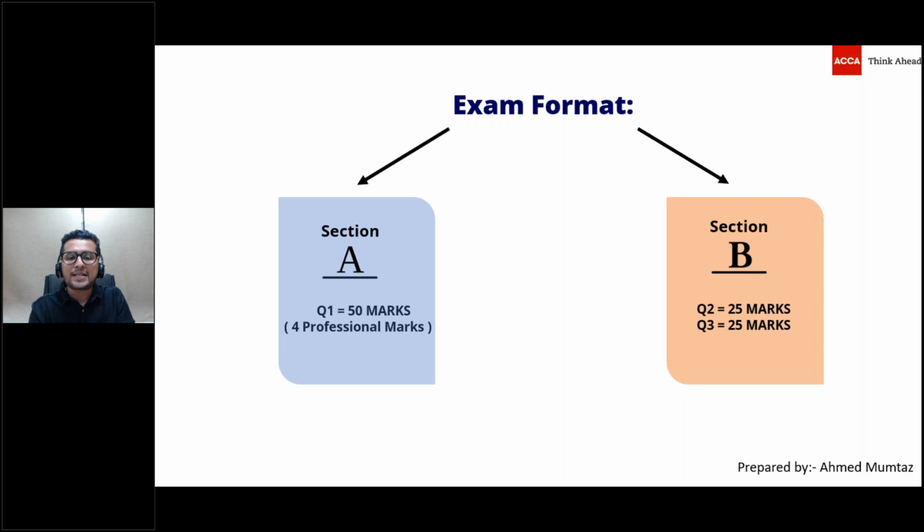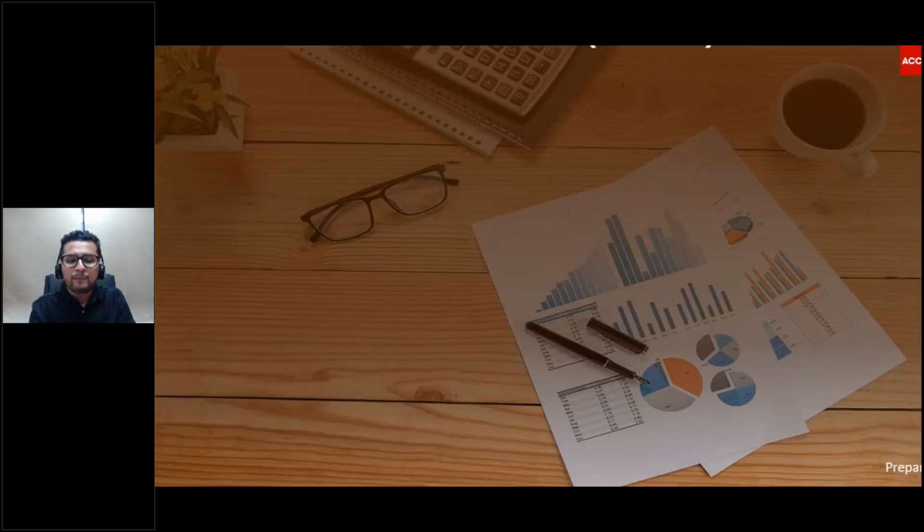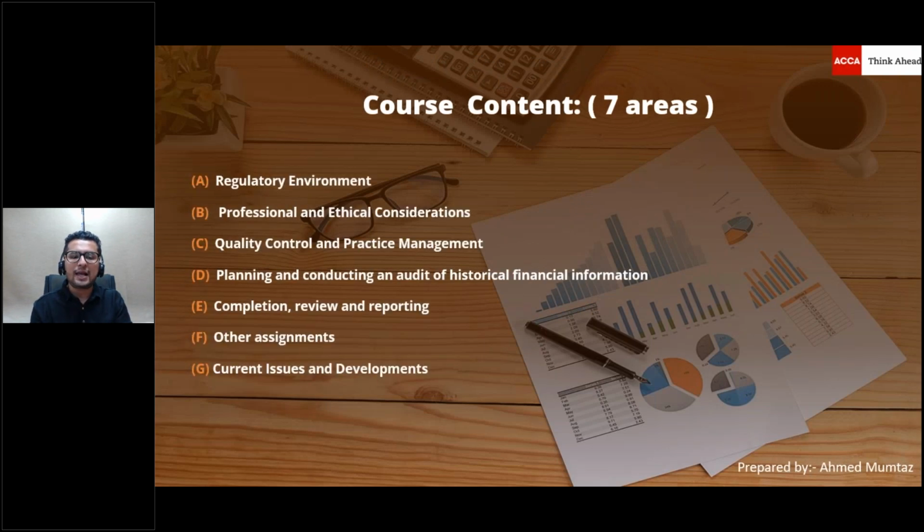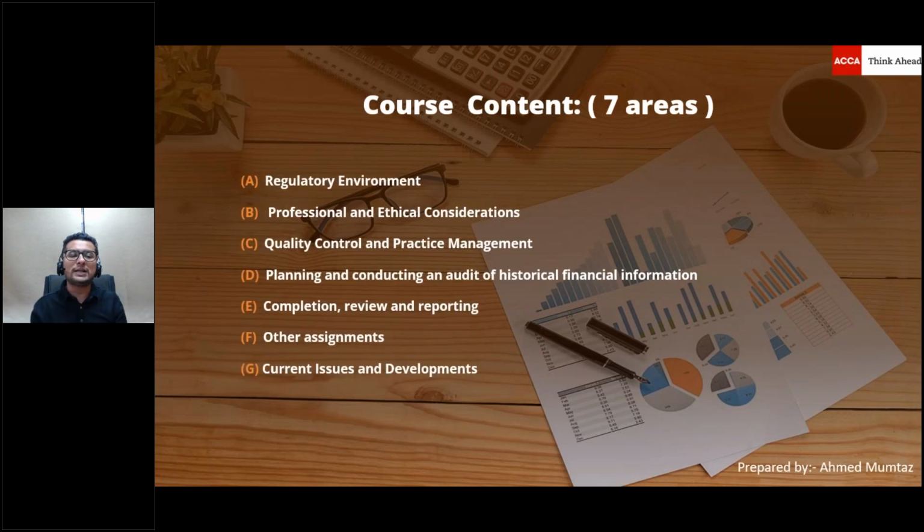What about section B? In section B, we have got 2 questions, 25 marks each. And what about the course content? This is very much challenging. I told you that in section A, regulatory environment, out of this you need to prepare a topic called money laundering. For current issues and developments, you have to keep an eye on the ACCA website and the technical articles. If a particular technical article comes up around the exam, you need to prepare that, because that is going to be relevant to current issues and developments.